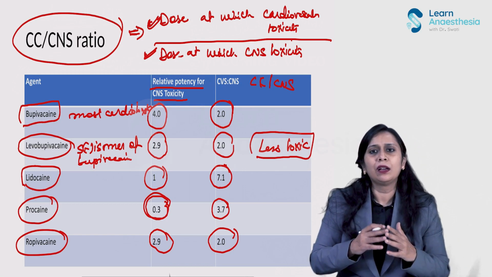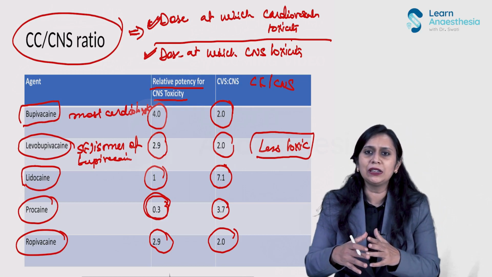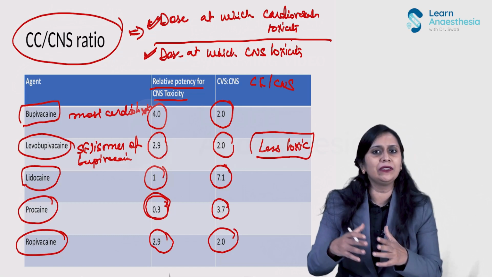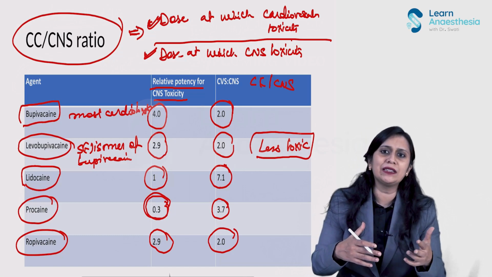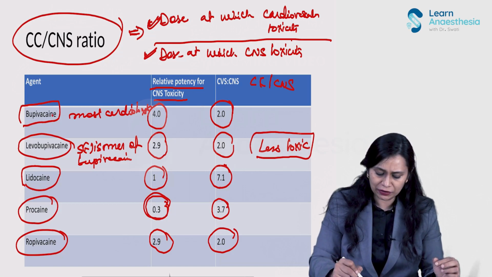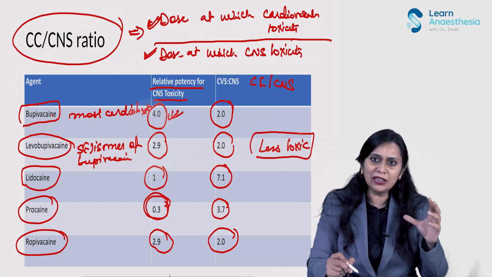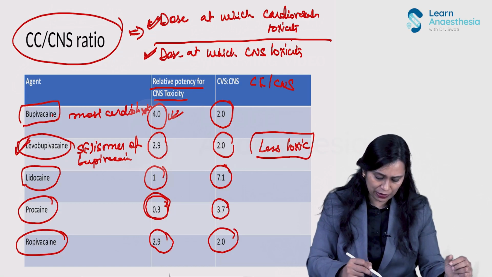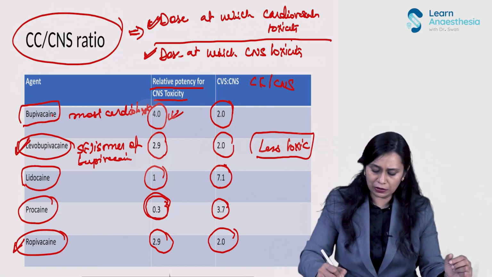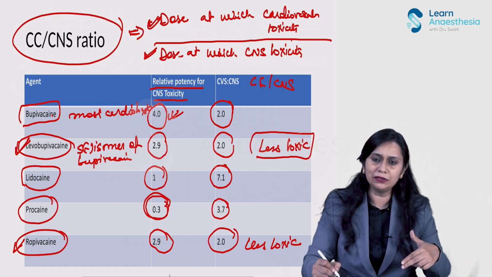Just remember, lidocaine has the highest CC-CNS ratio, so considered safest, and it is the only local anesthetic which can be given intravenously as antiarrhythmic, analgesic, antiepileptic. Bupivacaine is most cardiotoxic, low CC-CNS ratio and relatively high CNS toxicity potency. It has 2 congeners, levobupivacaine and ropivacaine. Both are less toxic congeners of bupivacaine, right? Remember this, okay?